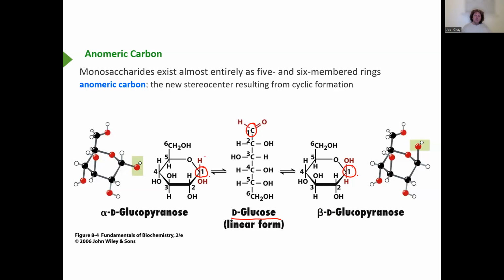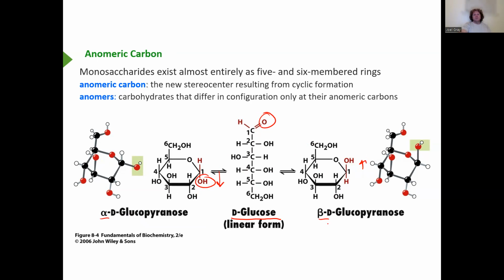So the relevance and the importance of this is basically looking at the hydroxide group that was previously our double bonded oxygen. What is that hydroxide group? Where is it? Is it pointing down or is it pointing up? If it's pointing down, that means you're dealing with alpha D-glucopyranose. If that hydroxide group is pointing up, you're dealing with beta D-glucopyranose.